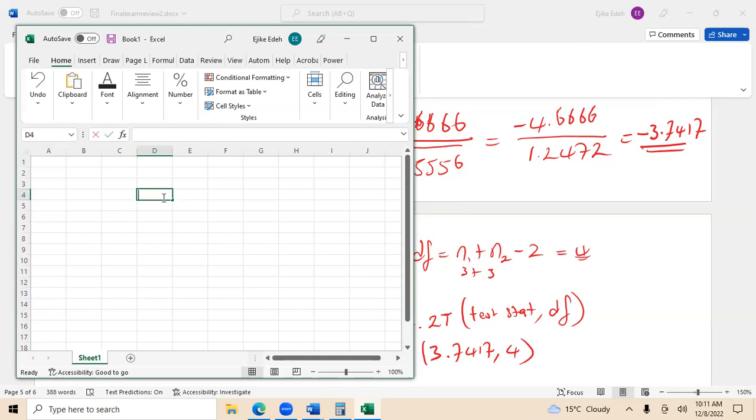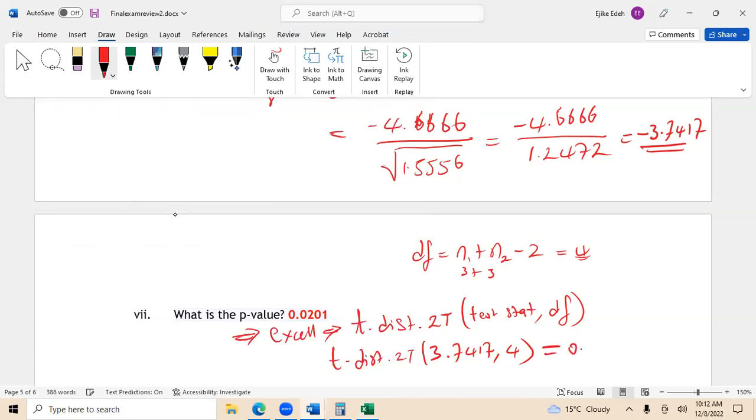So we type equal to t.dist, and we're picking two-tail. Let me double click on that, and then we'll put in our test statistics, which is 3.7417, comma degree of freedom of 4, close the parenthesis, and you have that value. So we have 0.020091. You can round off to 4 digits, which would be 0.02009.